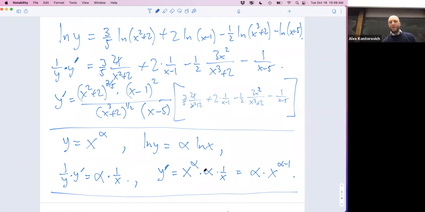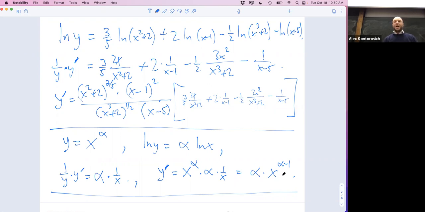So I have x to the alpha divided by x. So that's one less power of x, right? This is x to the -1 times x to the alpha. So if I combine those, I get x to the alpha minus 1. Good question. Other questions?